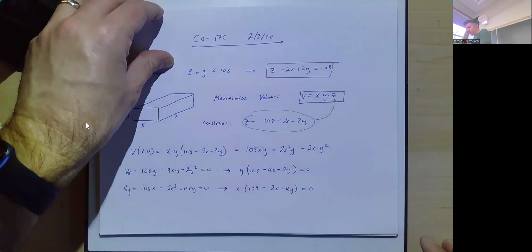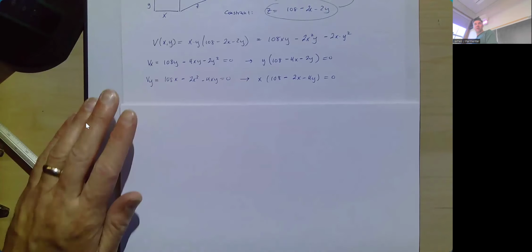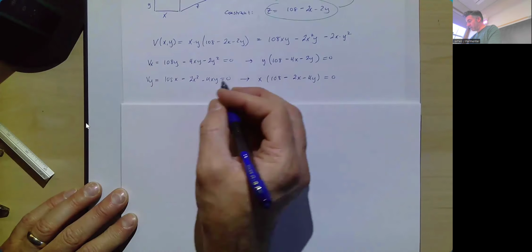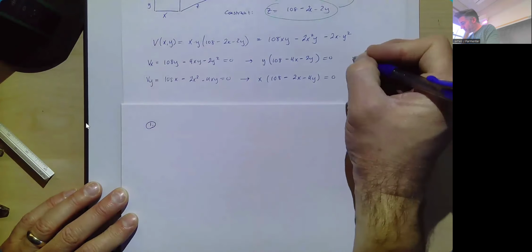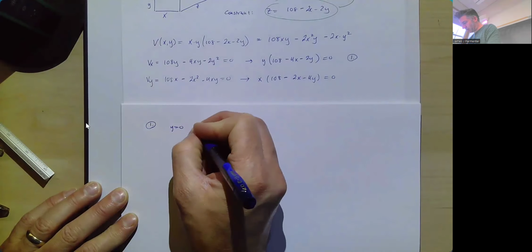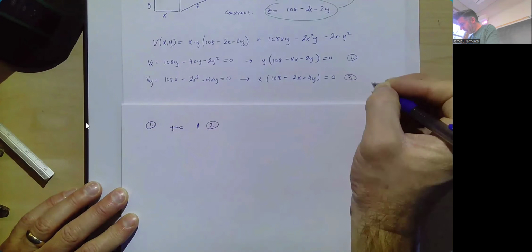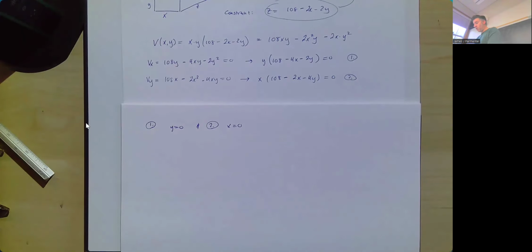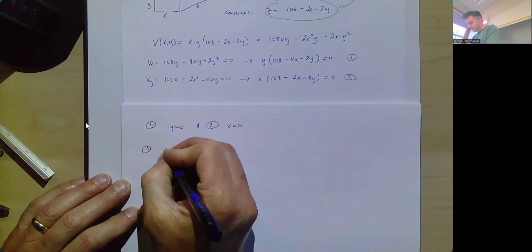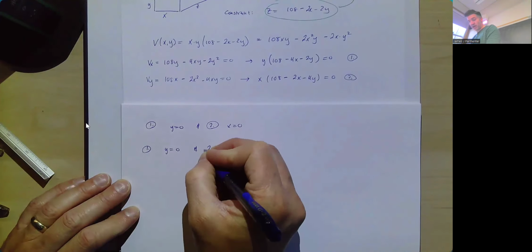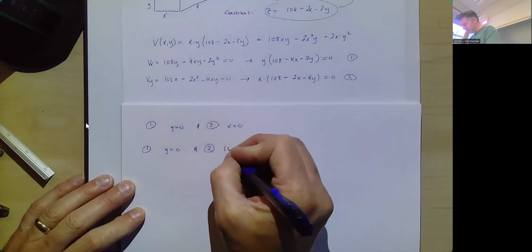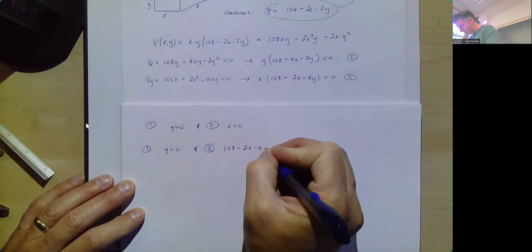So let me just point out here that when you do this, there's 4 different ways you can get both equations equal to 0. So you can have either factor equal to 0. So one way to get 0 is to have in the first equation y equal to 0, and in the second equation x equal to 0. That would make both equations equal to 0. Or we could have in the first equation y equal to 0, and in the second equation the other factor equal to 0, where the other factor is 108 minus 2x minus 4y equal to 0.